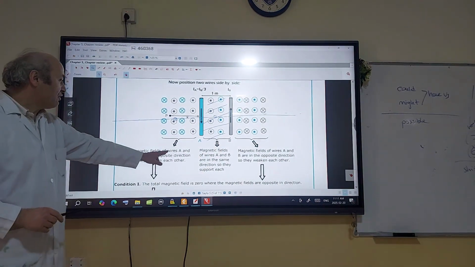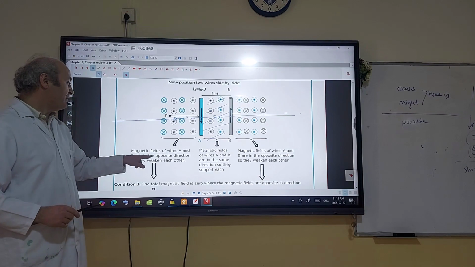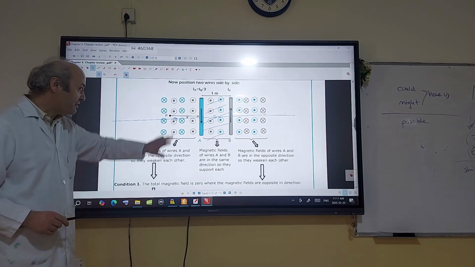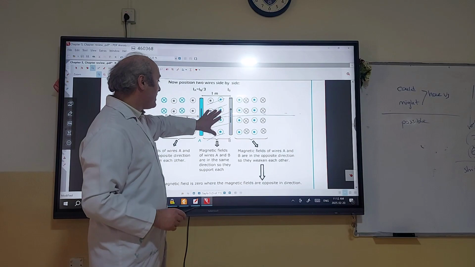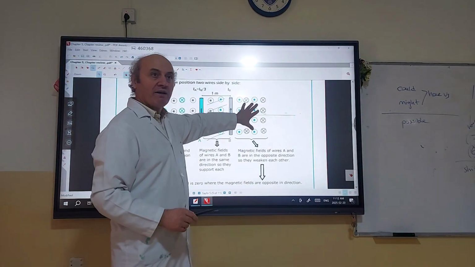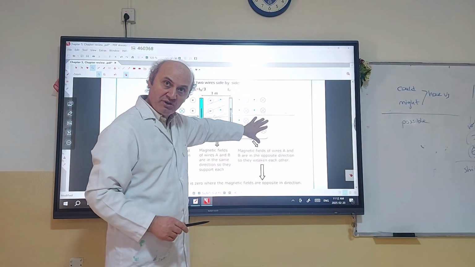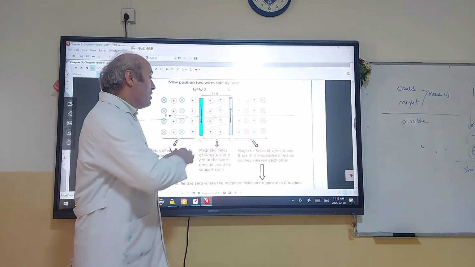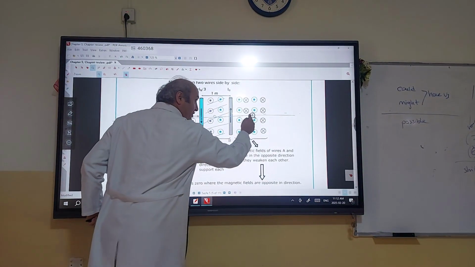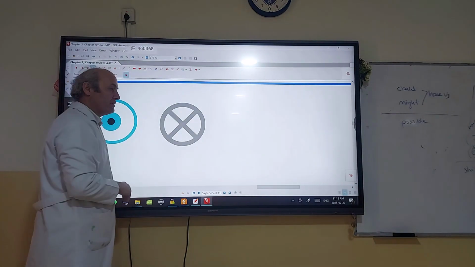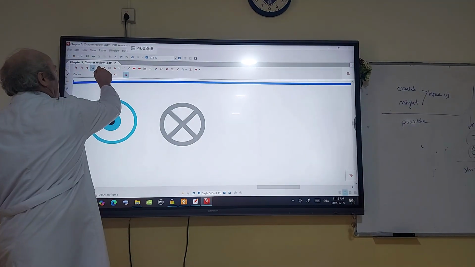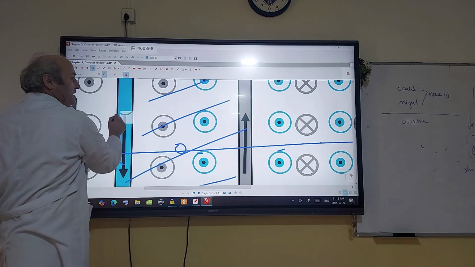So the magnetic fields of wires A and B are in opposite directions, so they weaken each other in here. Magnetic fields of wires A and B support each other in here. Magnetic fields of wires A and B weaken each other here. But the point is this: it is going to be on the right side or on the left side. So how can we decide this? On the right or on the left side?